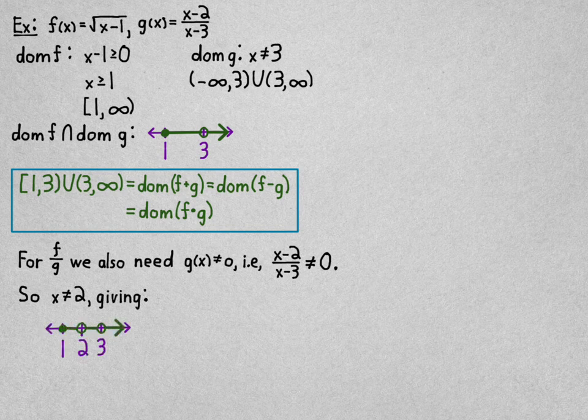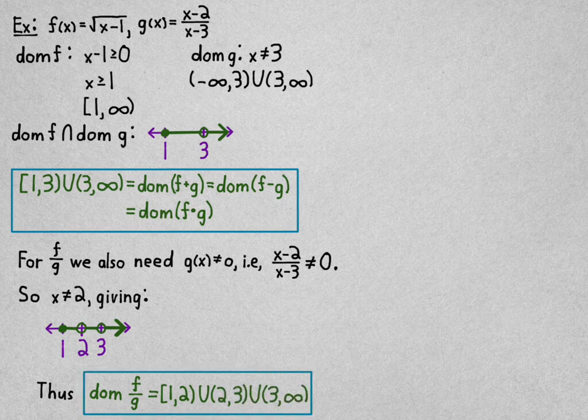And so we get the graph like this. This is 3 intervals. So in interval notation, the domain of f over g equals square bracket 1, comma 2, parenthesis, union, parenthesis, 2, comma 3, parenthesis, union, parenthesis, 3, comma, infinity, parenthesis. So there's one square bracket on the far left, and the rest are parentheses. So that just cuts out the 2 and the 3 from x greater than or equal to 1 from that interval.